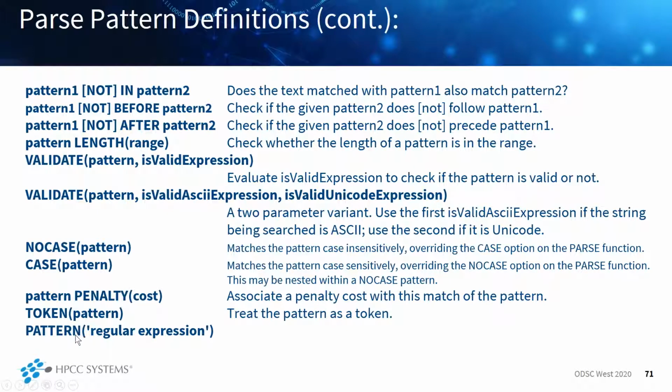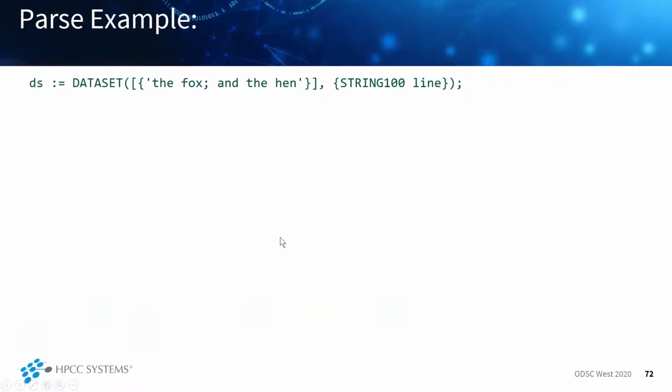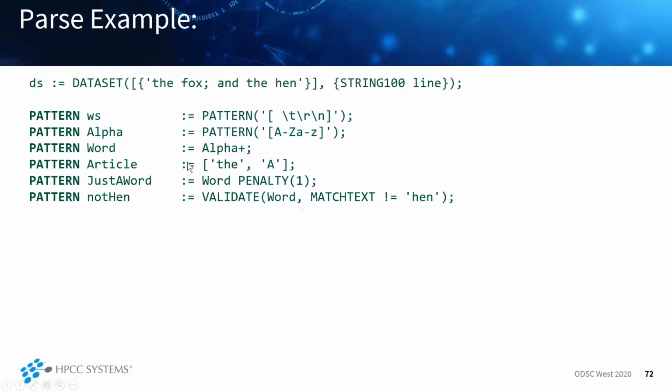Don't confuse this with the keyword pattern. You're going to see this in just a moment. So this is our ground zero of parsing, the fox and the hen. And we show you, first of all, some basic patterns using regular expressions. So white space is either space, \t for tab characters, \r for carriage return, \n for new lines. Here's a regex for all the alpha characters, A through Z and lowercase a through z.